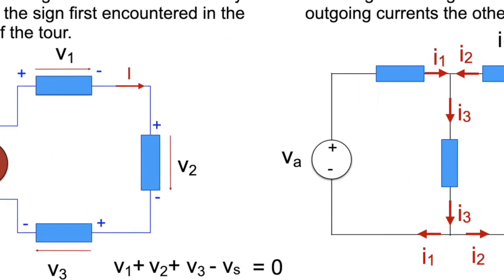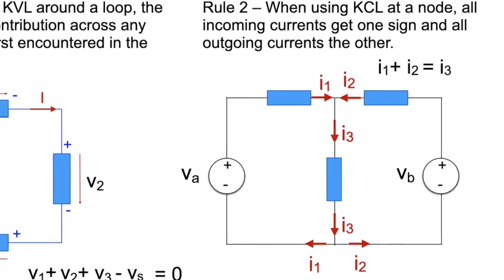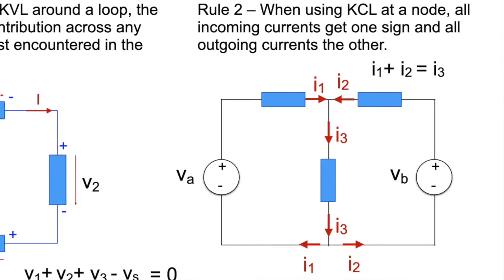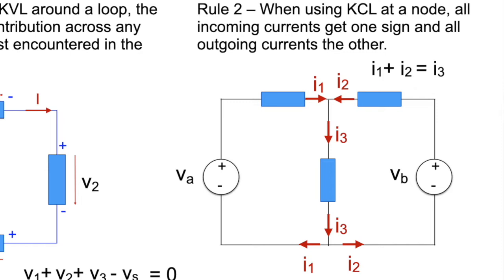So rule two says, when using Kirchhoff's current law at a node, all incoming currents get one sign and all outgoing currents get the other. This will make things simpler to keep your currents straight, to know where your arrows are relative to each other, and how to assign the appropriate signs to those. It's not complicated. Again, if you stick to it, you'll make fewer mistakes and life will be happy. So here we see I1, I2, they're flowing into the node, they get a positive sign. I3 is flowing out of the node, it gets a negative sign.